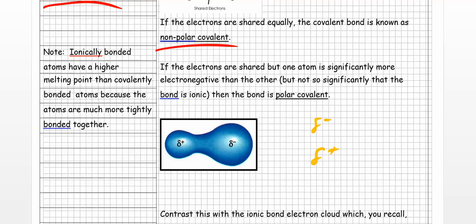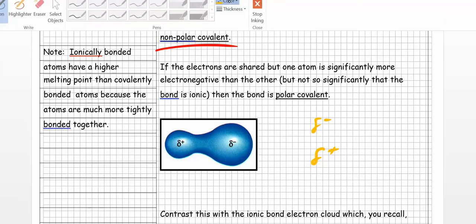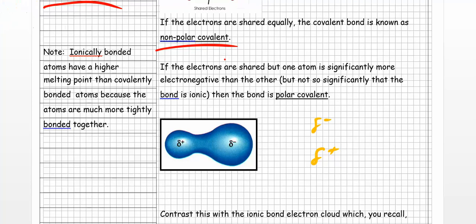So we've got ionic bonding, where there is not a sharing of electrons at all, right? There's no sharing whatsoever. Then we've got covalent bonding, of which we can have equal sharing. We call that completely nonpolar covalent. And now we're looking at a situation here where we have polar covalent. Polar means that there's one side that is more electronegative than the other.